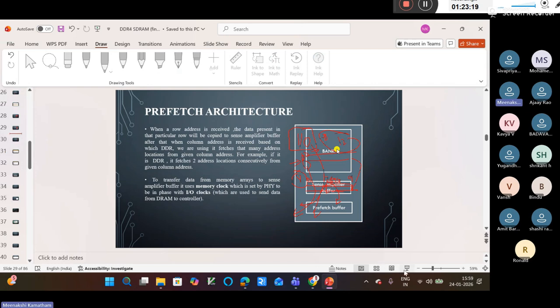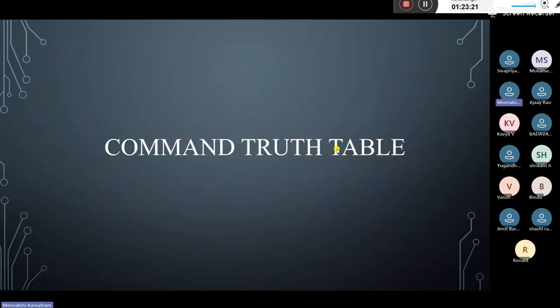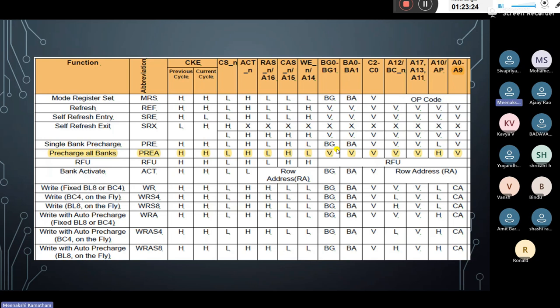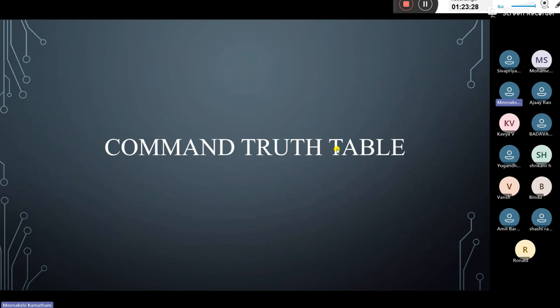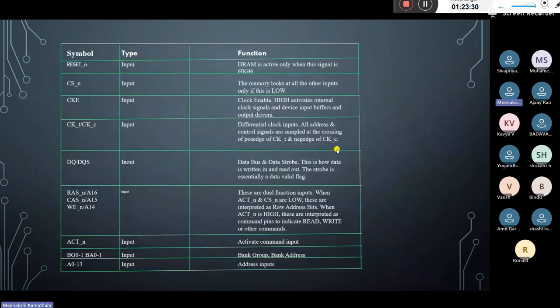This one is on the command truth table. See here, sorry, we forgot the DRAM commands here. After that we'll go to the command truth table. See here, we have different signals. What do the signals do here?